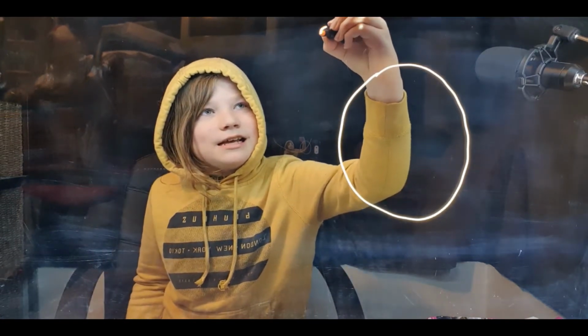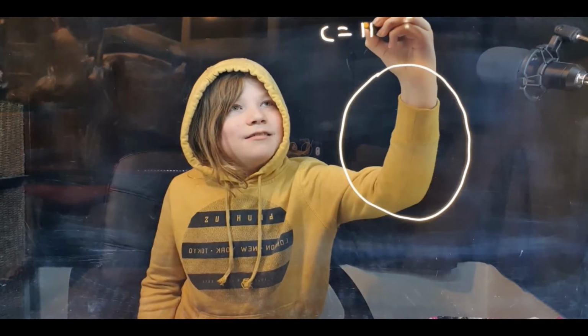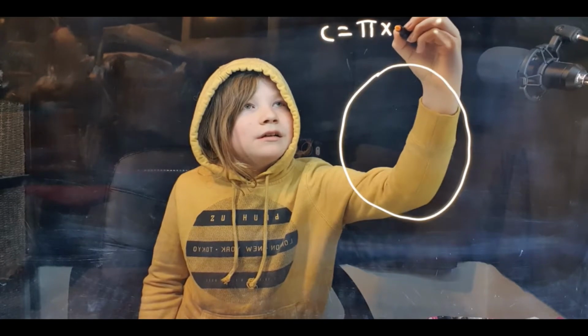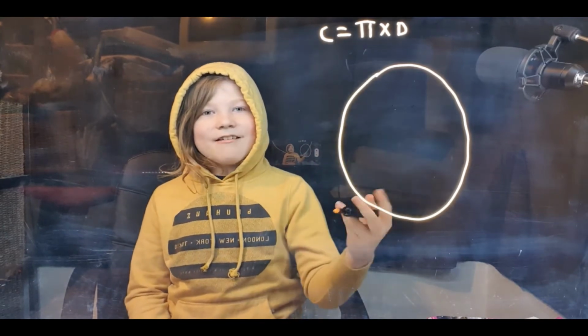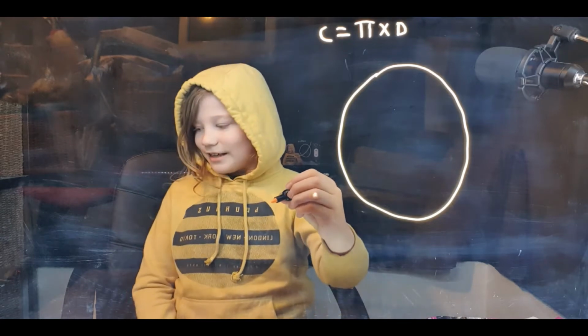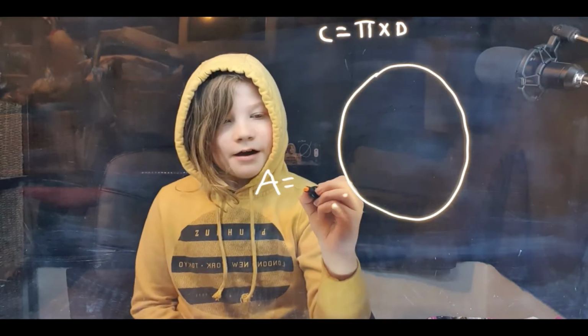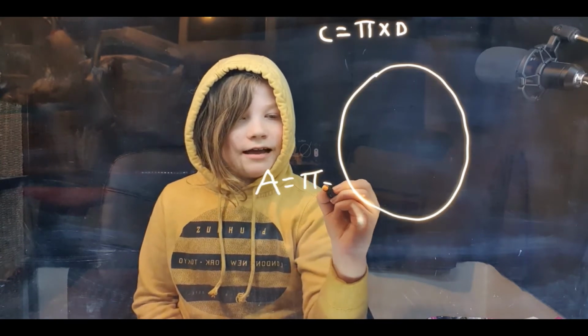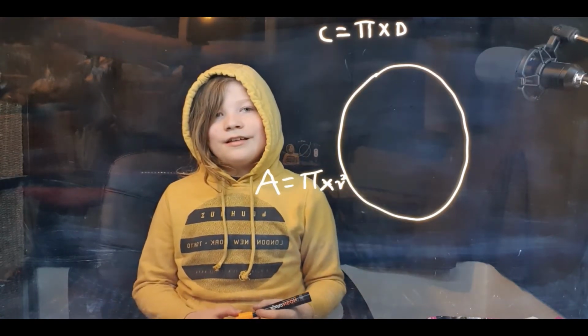Now the first basic geometry that you will use is the formula for the circumference, so the outside of the circle. This is C equals pi times the diameter. And the next thing is for the area of the circle, and that is A equals pi times r squared. So that is it.